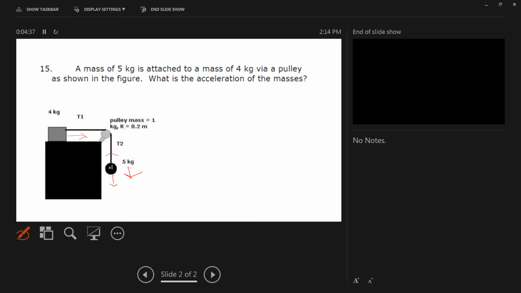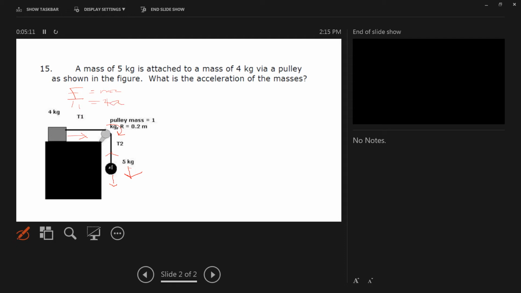Due to the torque difference between the tension T2 trying to rotate it clockwise and the tension T1 trying to rotate it counterclockwise. There are three objects that are moving, so we have to have three equations. The first equation for the 4 kilogram mass, coming from F equals ma, would be T1 equals 4 times A.